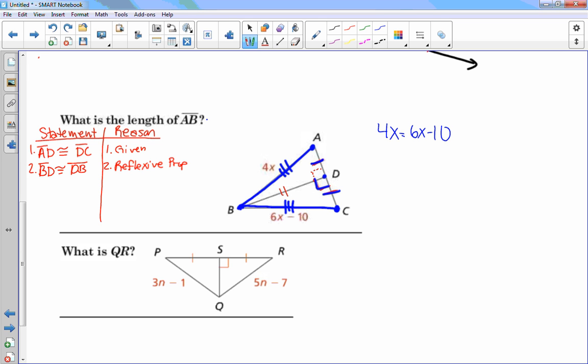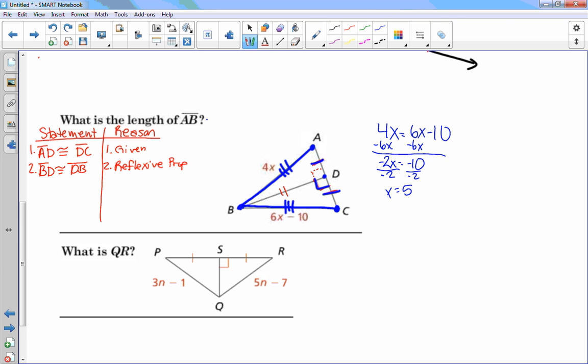No, doesn't know you got it. What does x equal, guys? How do you find x? Zach, how do we find x? Okay, get our x's together. Minus 6x, so we have negative 2x equals negative 10. Divide by what? Good. So we get x equals 5.